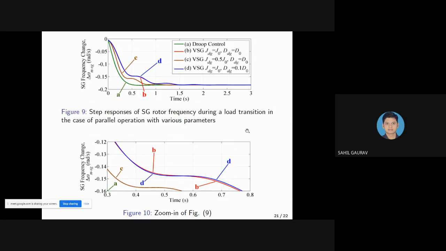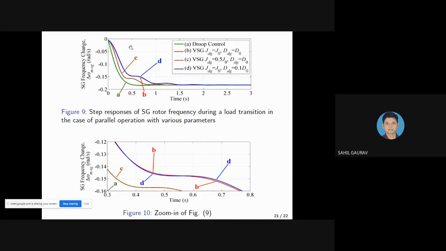Also here the same relation comes out: B and D have a larger moment of inertia, and the C part has just half the angular moment of inertia, so B and D have more inertia than the C part. There is less frequency change in the B and D parts than in the C curve. So the same conclusion can be made here also, that a larger value of angular moment of inertia increases the inertia of the system.